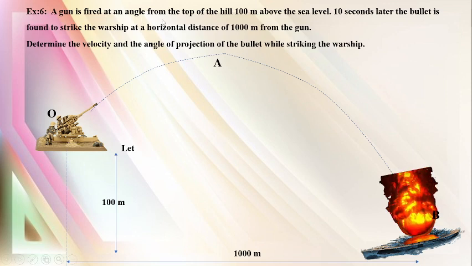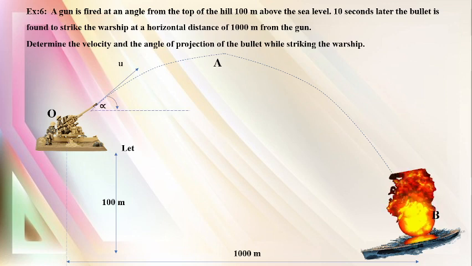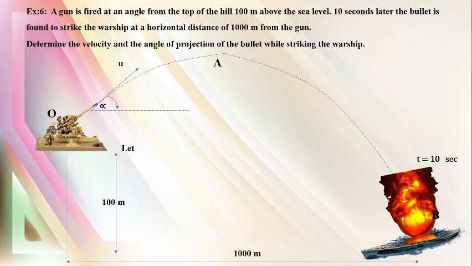So the gun is being fired at an angle from the top of a hill 100 meter above sea level, and after 10 seconds, the warship has been destroyed by that particular bullet. So you have height of hill equal to 100 meter and distance of the gun from the warship equal to 1000 meter. So let us move ahead. The initial velocity with which it will be projected is inclined at an angle of certain alpha. It is going to reach the warship within 10 seconds. So horizontal velocity will be u cos alpha and vertical velocity will be u sin alpha.